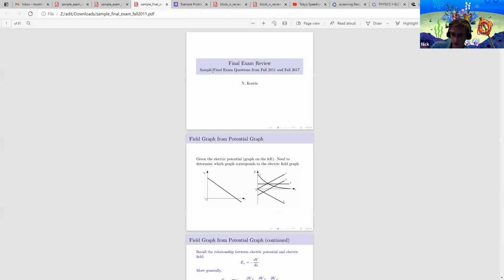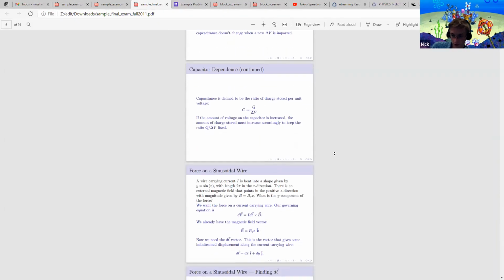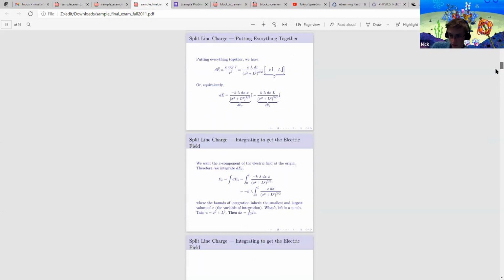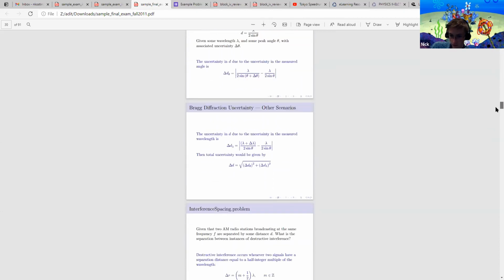Let's reload this so all the junk goes away. And then the problem was called quarter circle.